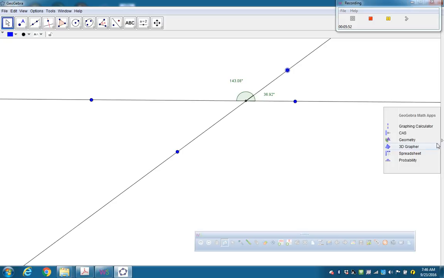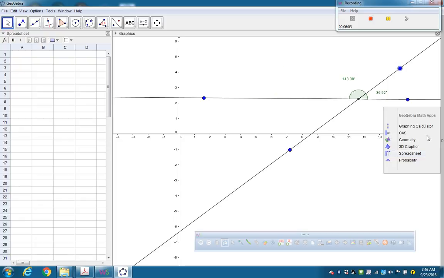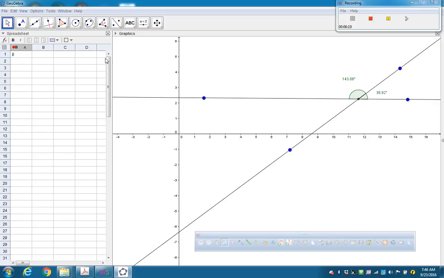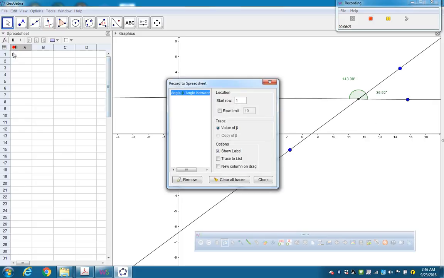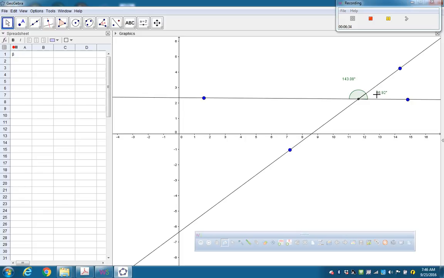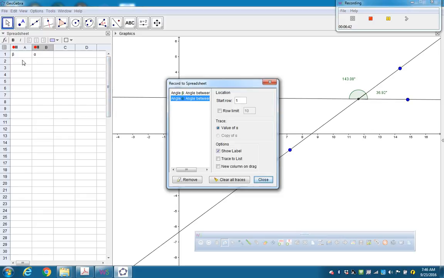I'm still not perfected at it. But if you go to spreadsheet like this, the spreadsheet pops up. I just want this spreadsheet, right? I don't know why the grid didn't show up, but that's okay. So then if you click on this angle, I right click and it says record to spreadsheet. And it puts that angle up here. We'll just call that angle B, which is this angle right here. Okay? And then I'm going to click on this angle over here, and I go record to spreadsheet, and it puts that in as angle A. That's a beta, alpha. They use Greek letters, which you usually use for angles.